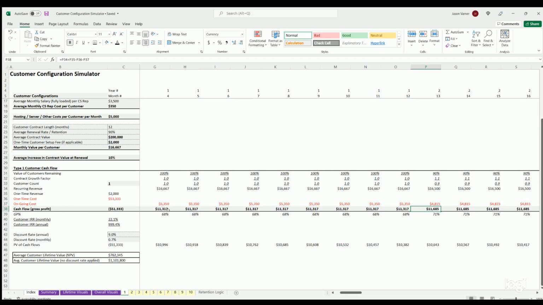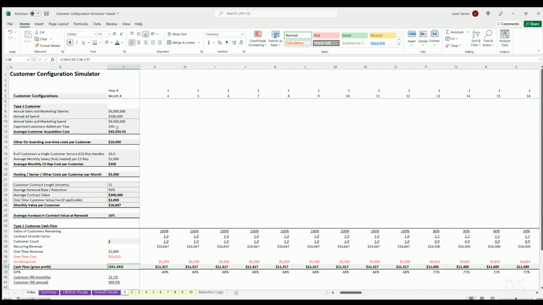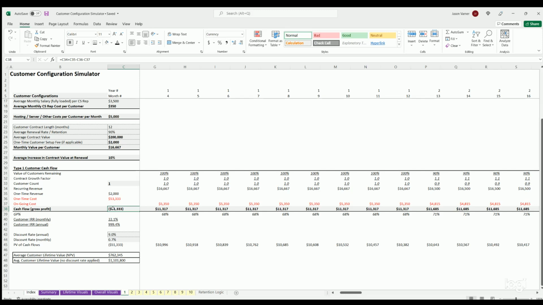So we have gross profit. This is a cash flow, and anytime you have a cash flow like this, you can run an internal rate of return. Your initial cost is all the startup costs, one-time fees, and all the customer acquisition cost goes in here, and then that's measured against the future cash flows to get an IRR, monthly converted to annual basis.